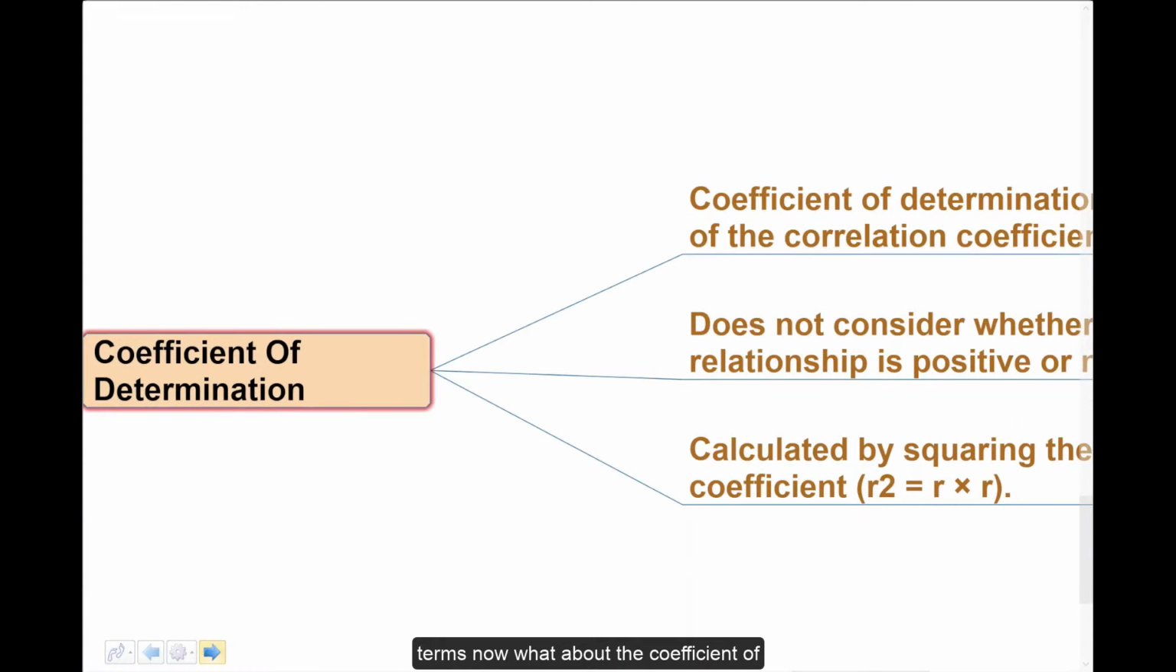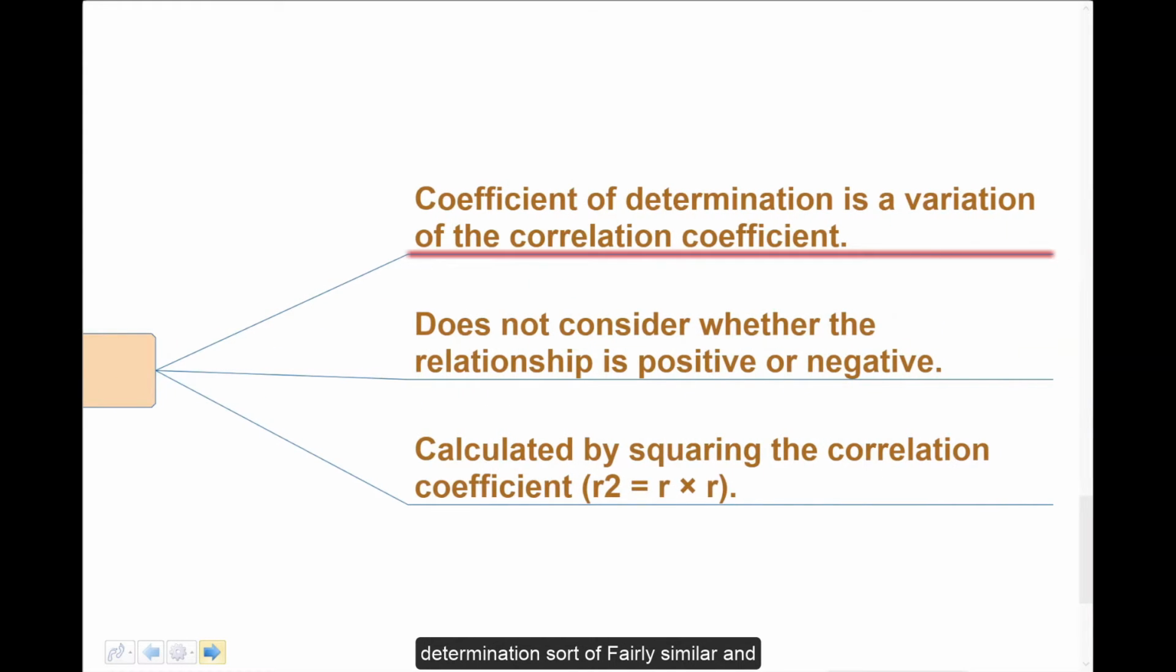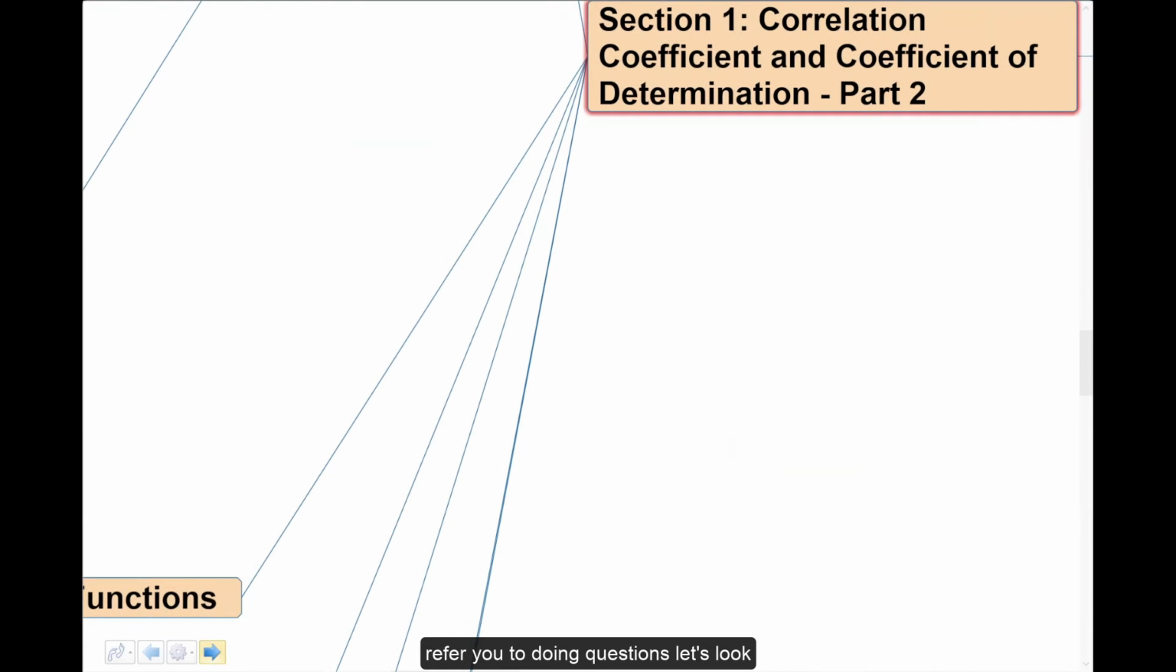Now, what about the coefficient of determination? Fairly similar. Really what we're talking about there is the variation of the correlation coefficient. So it doesn't consider whether or not we're talking about a positive or indeed a negative. You remember from the diagrams. And very simply, it's calculated just R squared, as we saw up top, R being the coefficient. We simply just square it. So simple enough to calculate. Again, I'll refer you to doing questions.